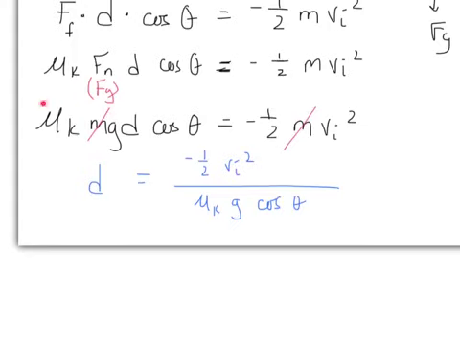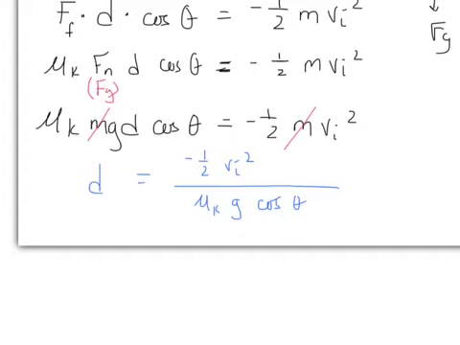So again, we're taking mu k, taking g, taking cosine theta, and dividing by all three of those to get d by itself. How do you divide by three things at once? Put them all in the denominator on the other side. The negative 1/2 and the vi squared still remain here. Again, if you want to write this differently, you can. I'm going to leave it for the sake of this question.